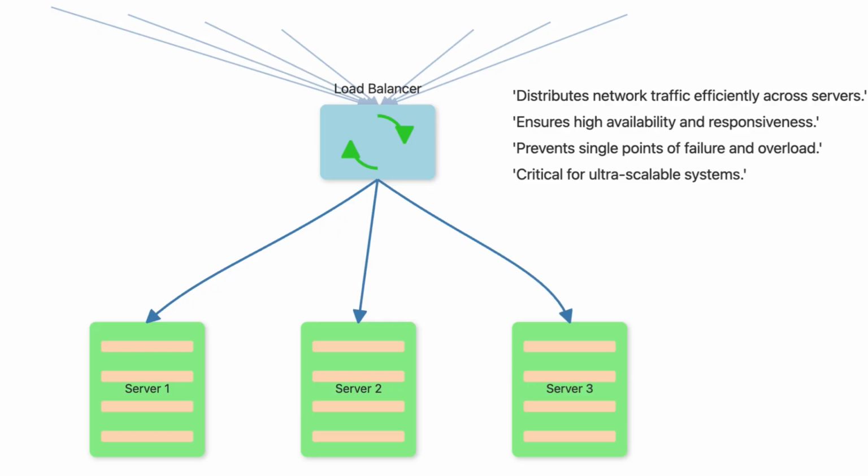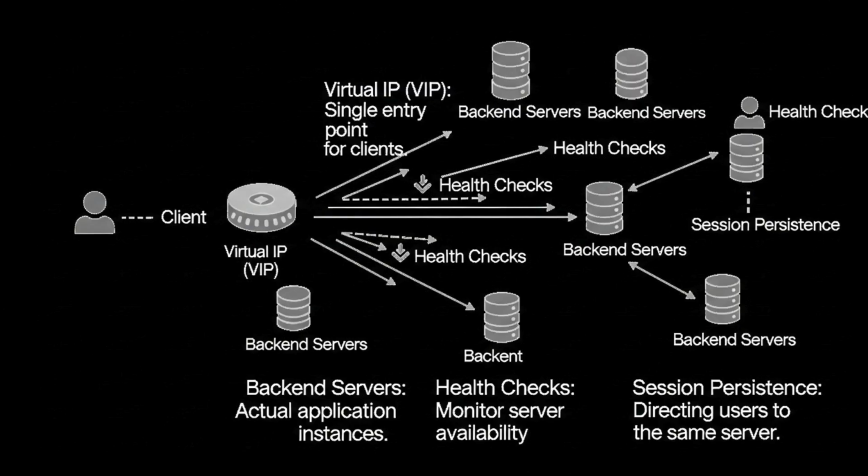Today, we'll peel back the layers to see exactly how this crucial component works. Before we dive deeper, let's establish a few core concepts. First, clients don't directly connect to individual servers. They connect to a virtual IP, or VIP. This VIP is the single, stable entry point that your load balancer presents to the outside world. It's like the main entrance to a large building, regardless of which office you're ultimately visiting.